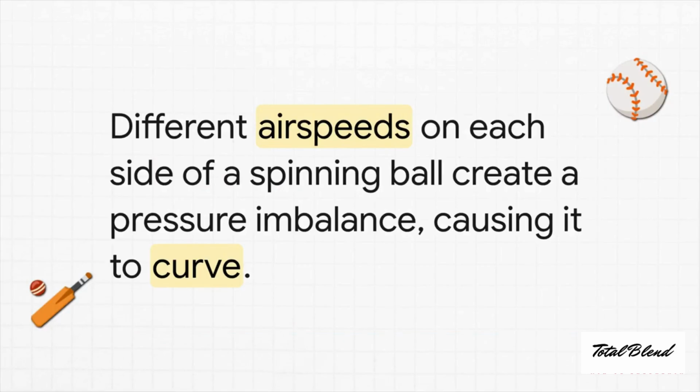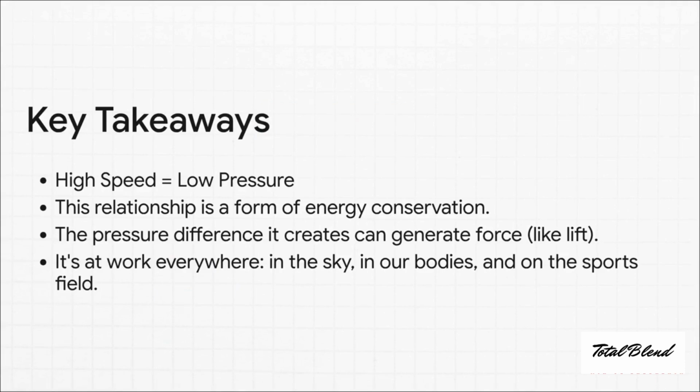And that brings us full circle, right back to our curveball. As a ball spins through the air, it actually drags a thin layer of air around with it. On one side of the ball, the spinning layer of air is moving with the main airflow, so it speeds it up. But on the other side, it's moving against the airflow, slowing it down. So now you have fast air on one side and slow air on the other. This difference in speed creates a pressure imbalance, and that pushes the ball from the high-pressure side to the low-pressure side, causing it to curve. Mystery solved.